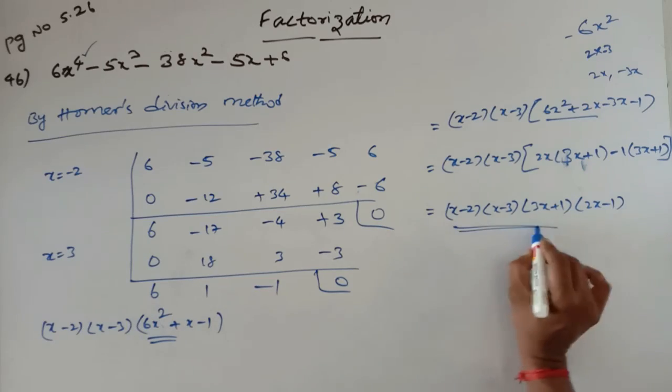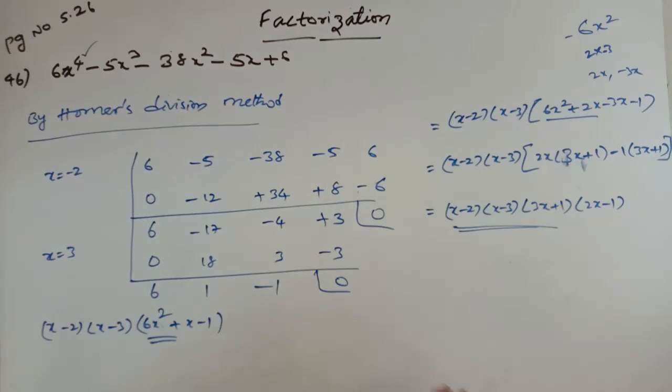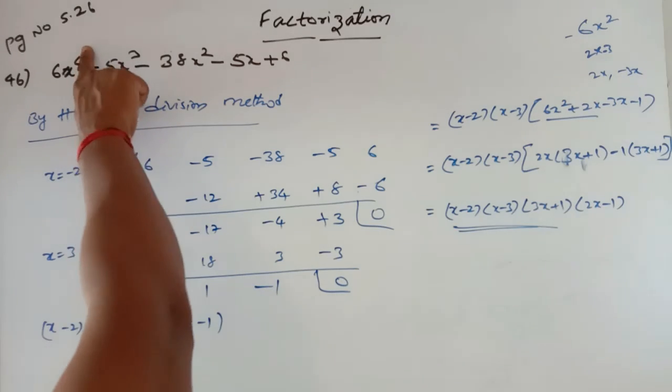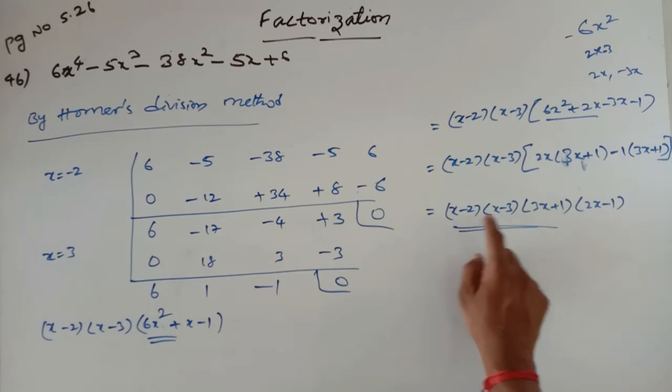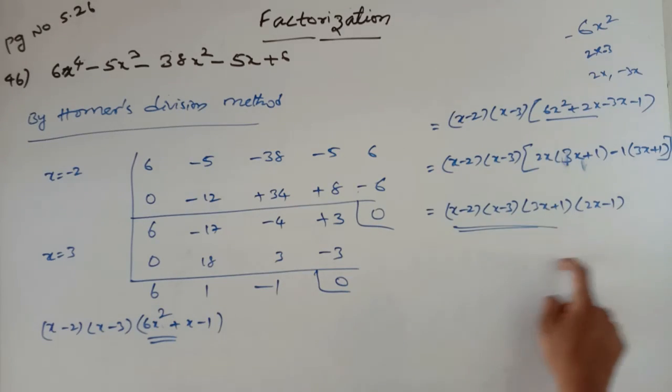So these are the factors of 6x to the power of 4 minus 5x cube minus 38x square minus 5x plus 6. I said the power is 4, so I get 4 factors: 1, 2, 3, 4. These 4 are the factors of the given expression. Thank you children.